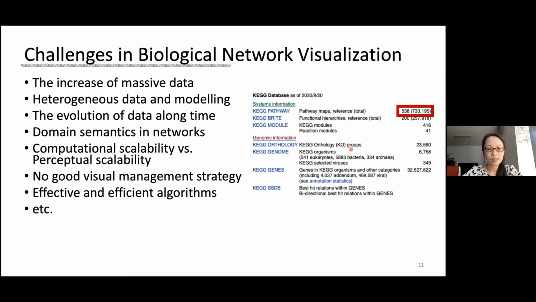And this data is usually heterogeneous and evolves over time. And the knowledge, most of the time, is domain specific and domain dependent. And the increase of data usually outpaces the computational scalability and perceptual scalability. So without a good visual management strategy, even with a very efficient algorithm, it's very difficult to understand what are the relationships hidden in those graphs.